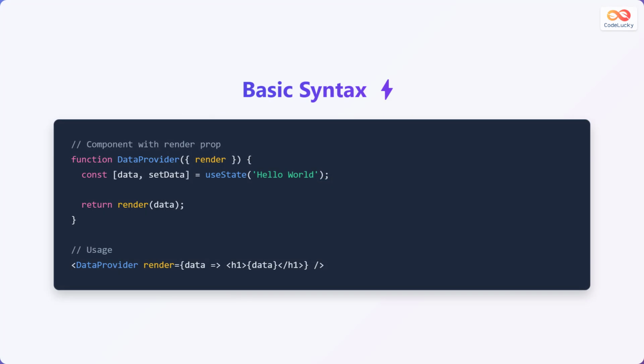Let's break down the basic syntax with an example. We define a component called DataProvider that accepts a render prop. Inside DataProvider, we have some state, in this case a simple data string. The DataProvider then returns the result of calling the render prop, passing in the data as an argument. When using this component, we pass a function to the render prop. This function receives the data and returns the JSX, which in this case is an H1 heading displaying the data.